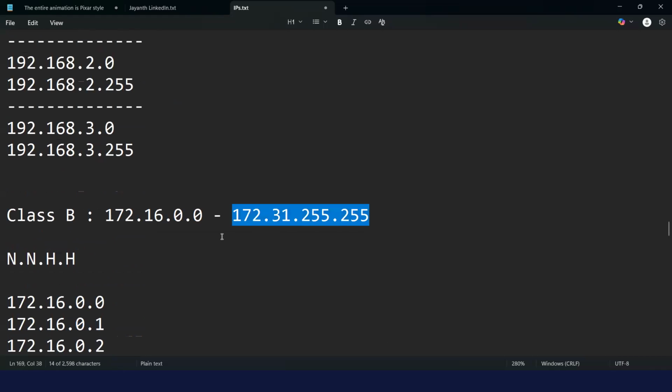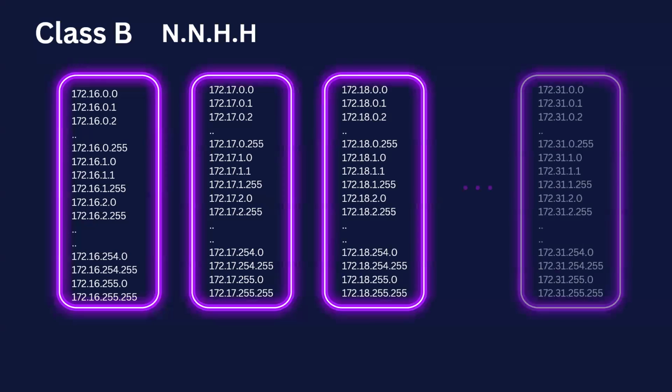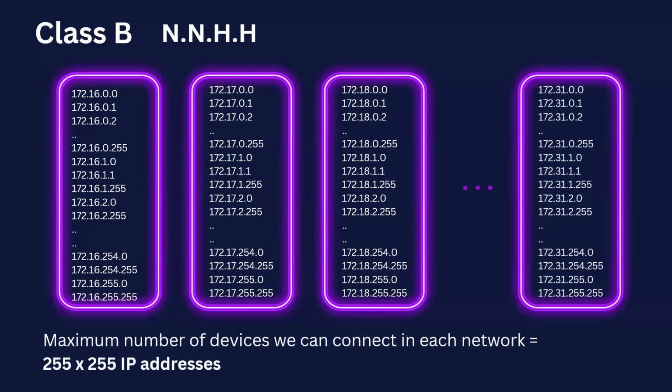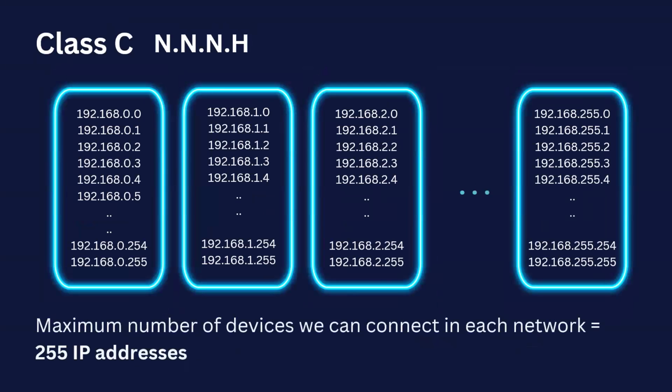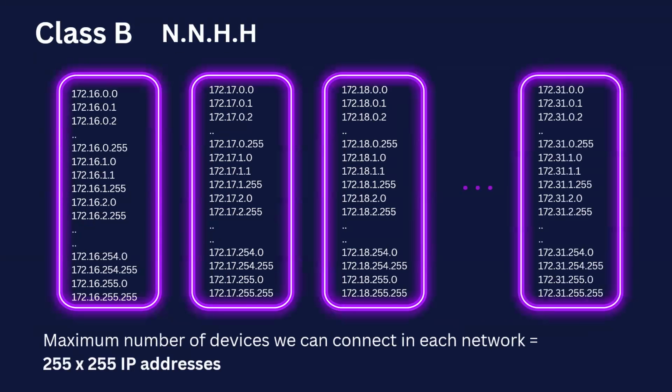Okay. And here now in each class B network, since you have 2 host portions, you can connect a maximum of 255 into 255 devices. So for every third octet, you have 255 devices, if you notice. Okay. And this third octet will repeat 255 times. So 255 into 255 devices. So in each class B network, you're able to connect a maximum of 255 into 255 IPs, which is about 65,535 devices. In class C, you could only connect 255 devices, not more than that. These are small size networks. But in class B, you can connect 255 into 255 devices, which is much larger.